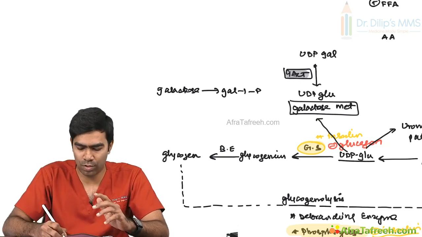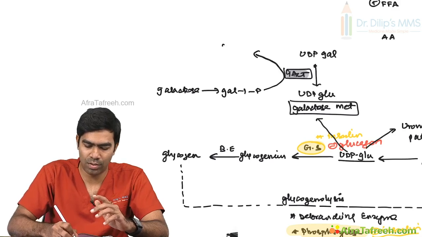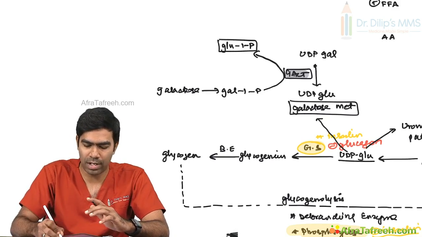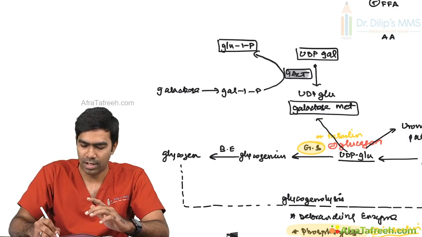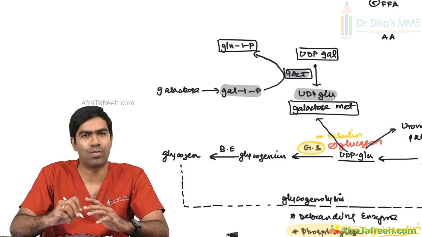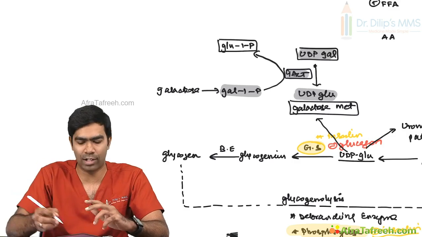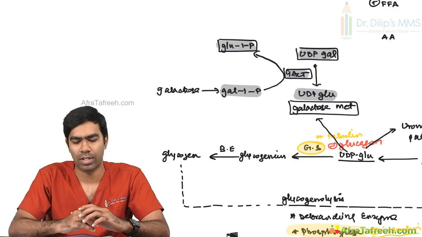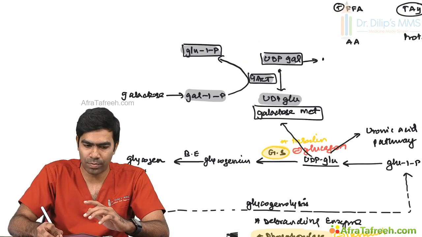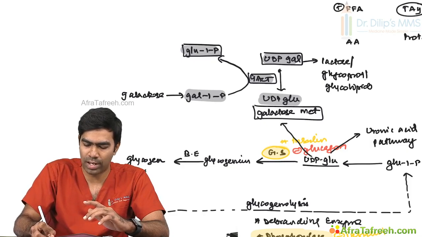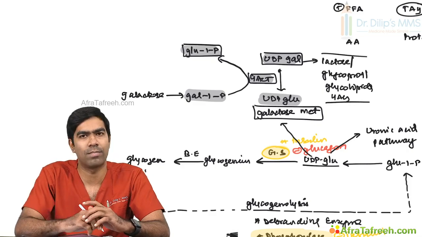This galactose 1-phosphate can be converted to glucose 1-phosphate by GALT enzyme. So what GALT enzyme does is very simple. It takes UDP glucose and galactose 1-phosphate coming from the galactose metabolism and converts these compounds to UDP galactose and glucose 1-phosphate. UDP galactose later on is going to form lactose. They can produce glycoproteins. They can be useful in producing glycolipids. They can be useful in producing glycosaminoglycans, which is none of our business right now.